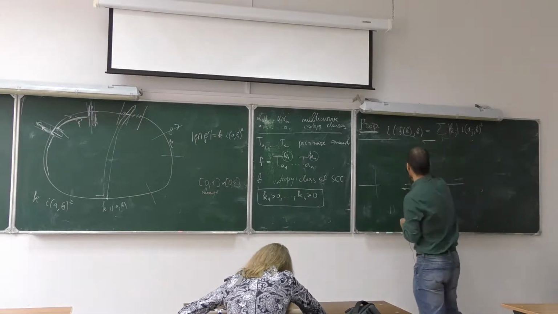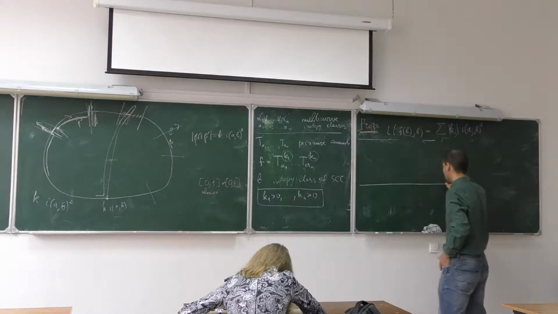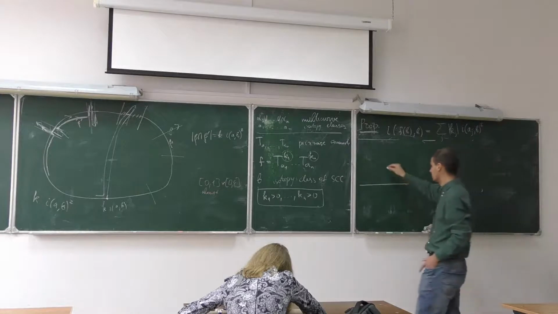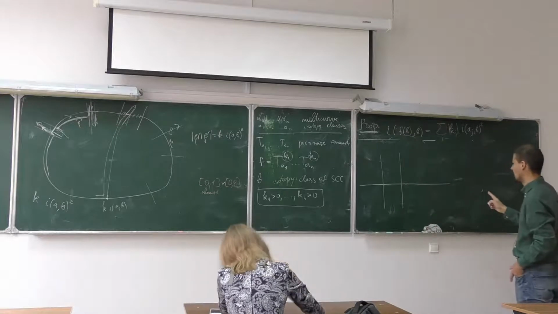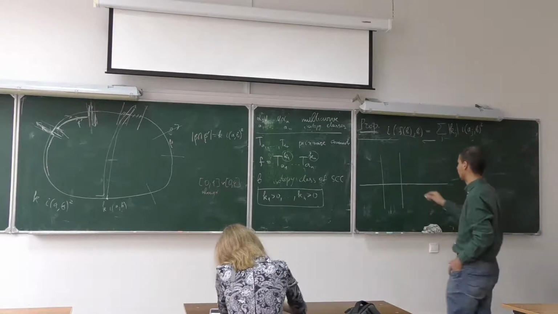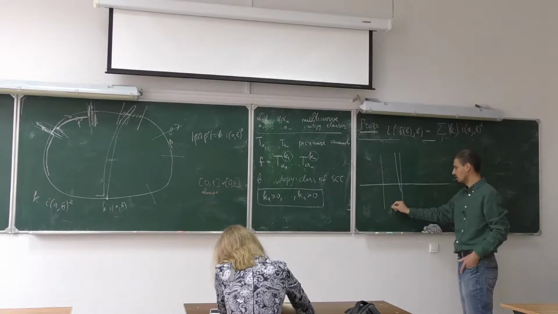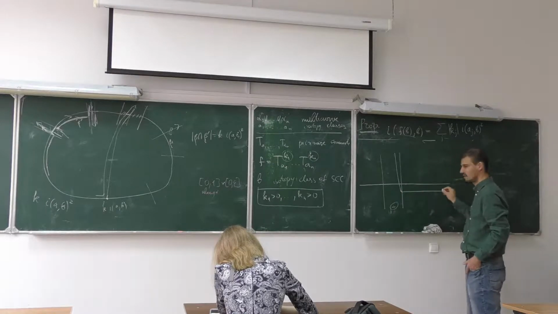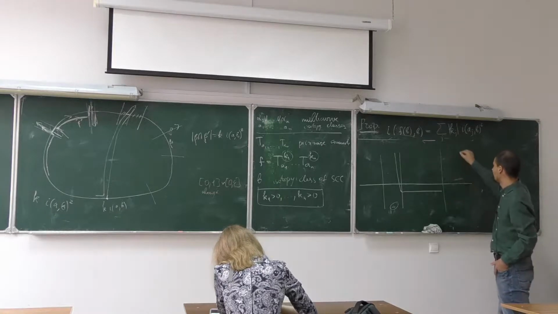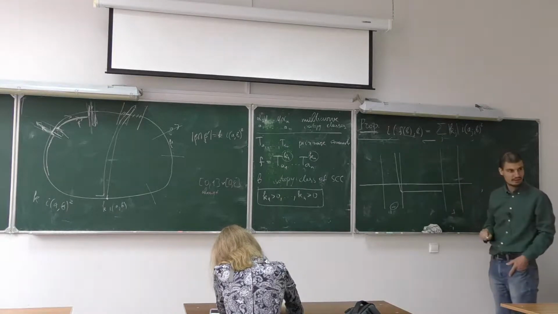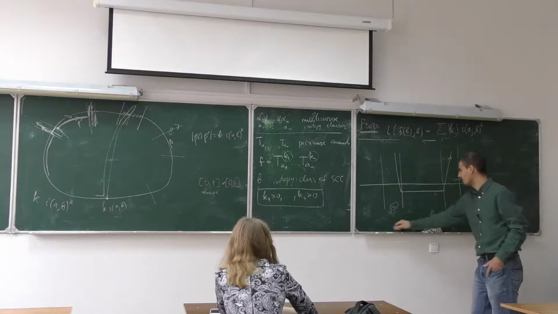But if the k_i's were of different signs, then it would be possible that the following situation holds. Say this one is negative, so here we go to the right. Yes? And here this one is positive, so here we also go to the well, this is a bigon.